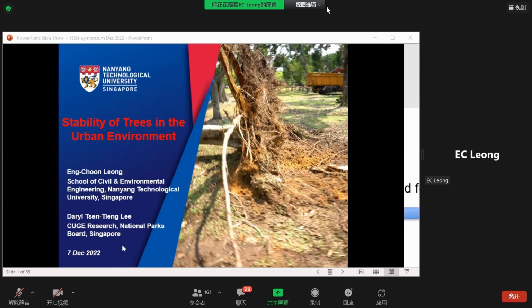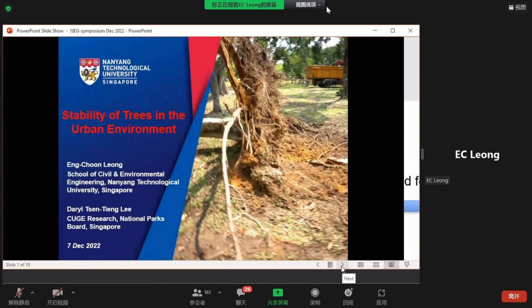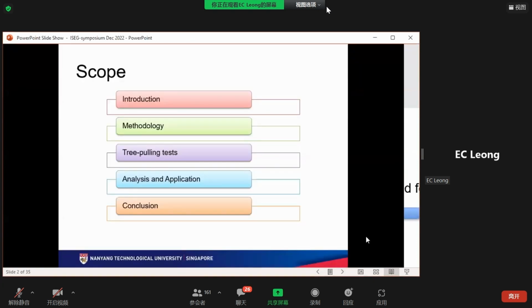I first acknowledge my collaborator, Dr. Darrell Lee from Huge Research, who belongs to National Parks Board in Singapore. The scope of my presentation will be divided into 5 sections as shown on this slide.